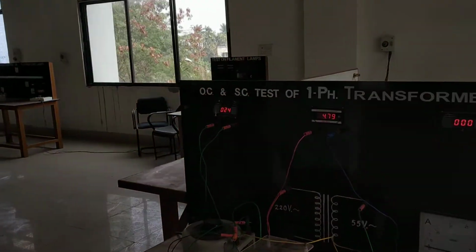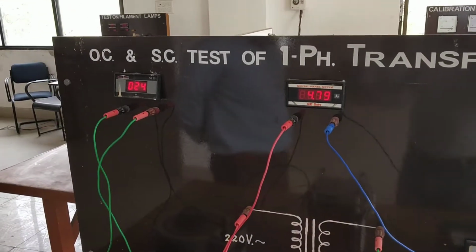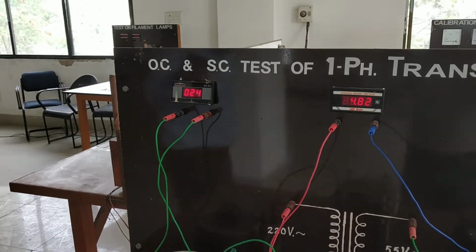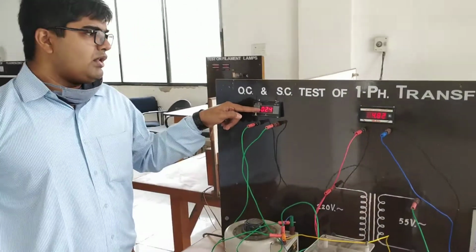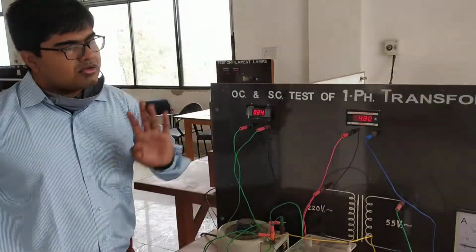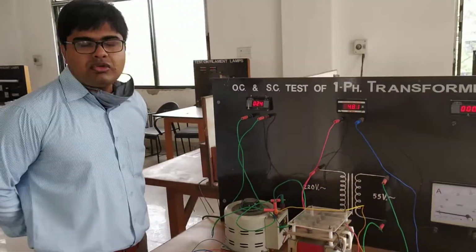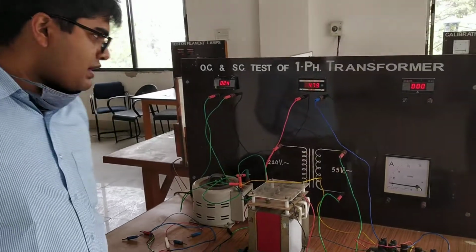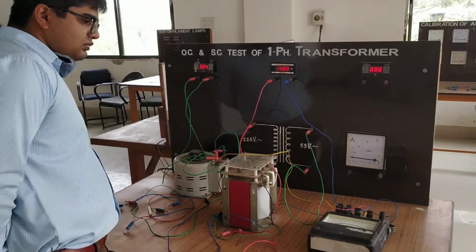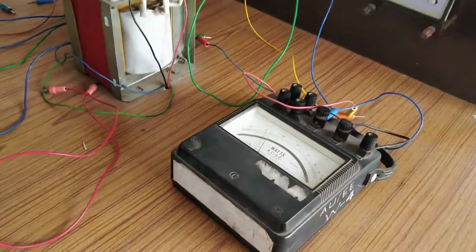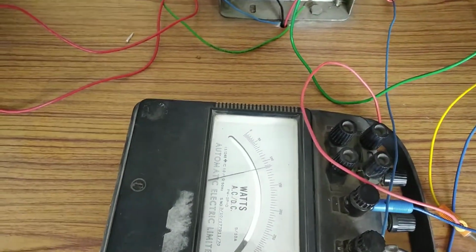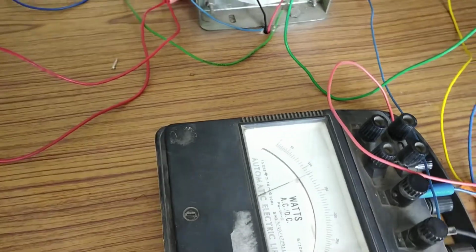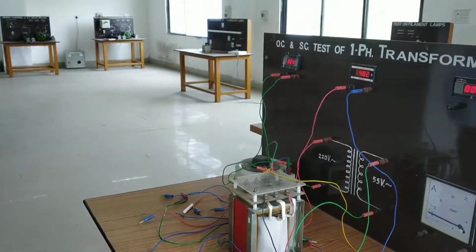You see this reading, the current is 4.8 ampere and the input voltage is only 24 volt. So you see only 24 volt input voltage is required in order to circulate the rated full load current. And the wattmeter reading is roughly 115 watt. The multiplying factor would be 1 in this case.